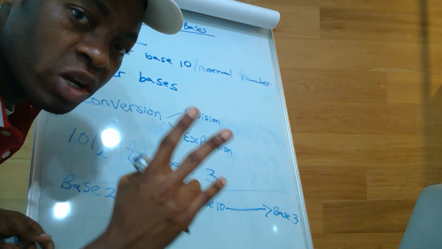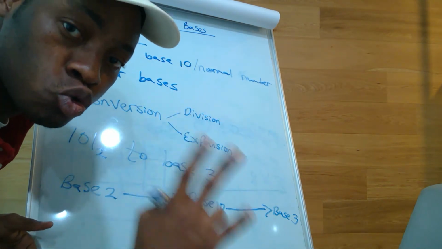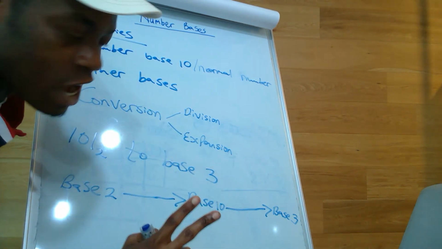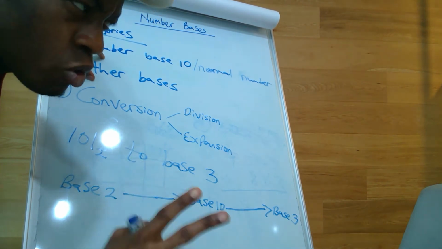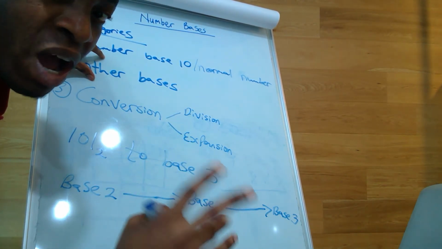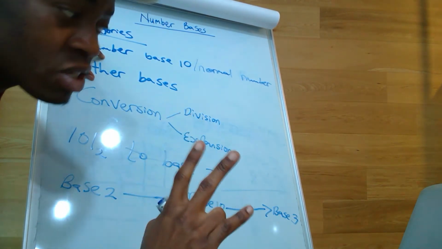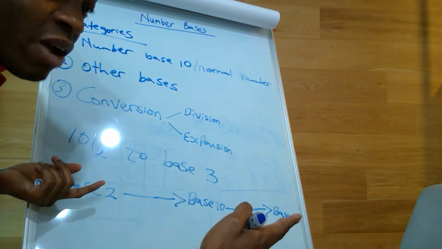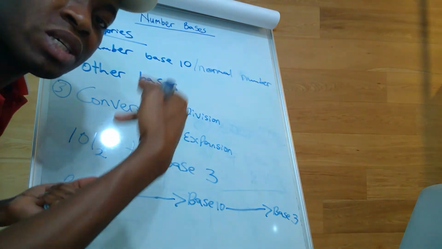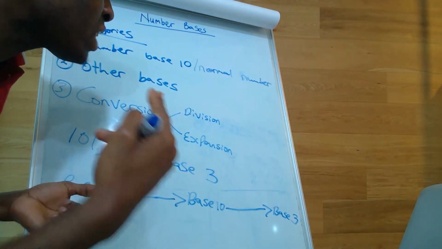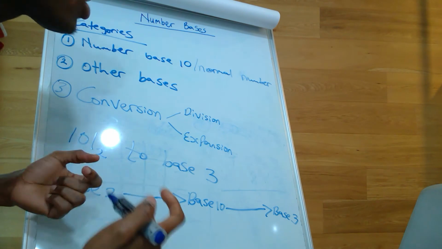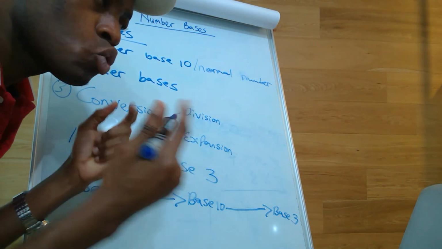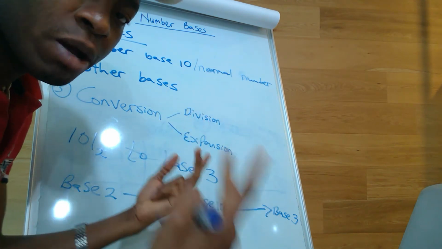That is why I told you earlier that we have just two categories of bases. That is base 10 and other bases. So you now know the reason why we have just two categories of number bases. That is because you can't convert from any base to another base directly without converting it to base 10. And another thing I want you to know is that you cannot add different bases together. The two numbers you are adding must be in the same base.